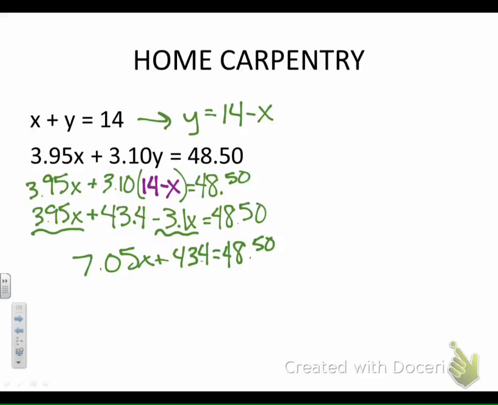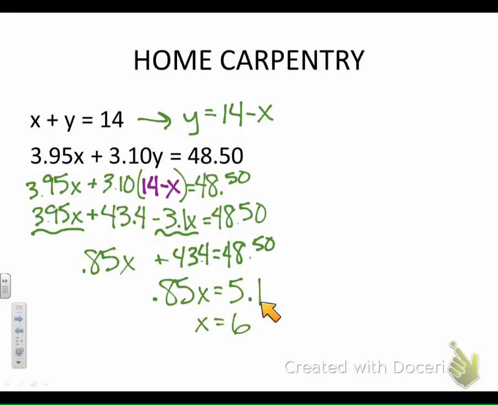Is there a mistake? Where? Oh, thanks. I wish you would have stopped me sooner. What is that difference? 0.85. Great. What do we get when we subtract? 48.5 minus 43.4. You said 5.1? So many decimals. Okay, so I'm going to have to plug that 6 back into either equation.